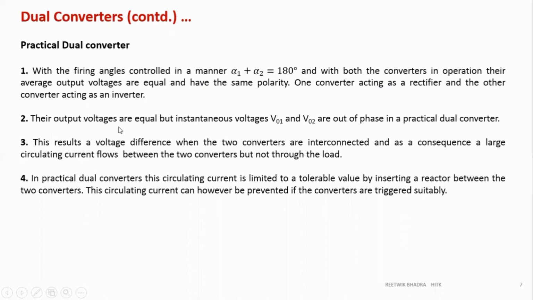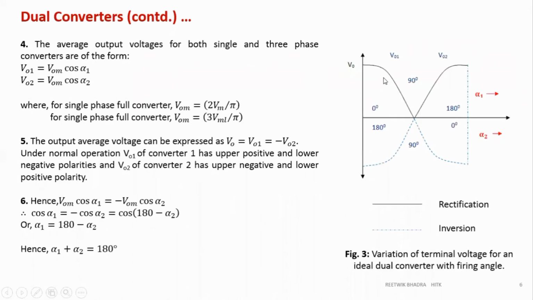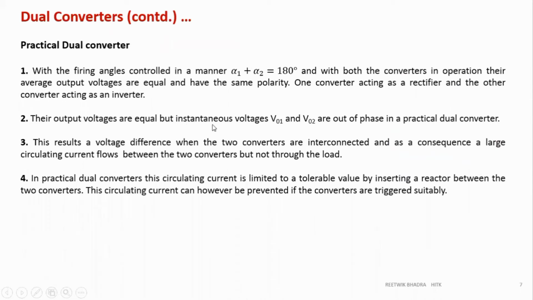Output voltage, how it is given, V01 and V02, but instantaneous voltages. What I'm saying, instantaneous voltage. At this point, this one is maximum. This is maximum, but in the negative direction. This is max. This value is over here. Suppose 5 volt. This is minus 5 volt over here. At this point, this is minus 1. This is plus 1. So the instantaneous values are equal but opposite. Okay, out of phase.